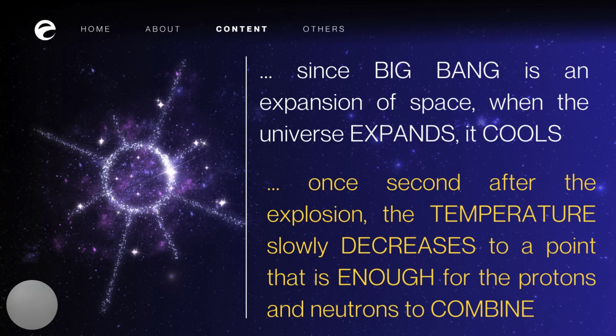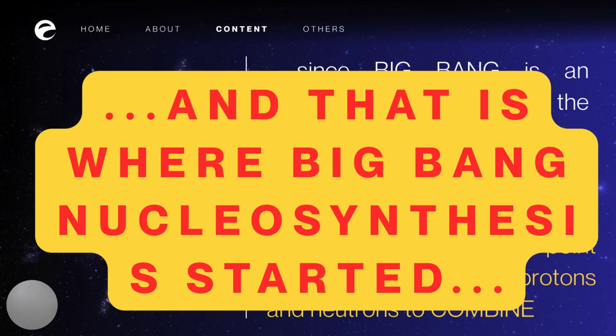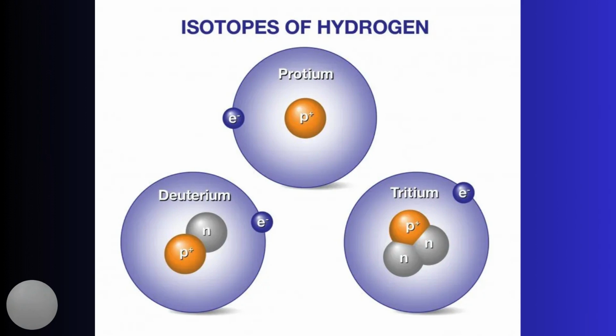So, one second after the explosion, the temperature slowly decreases. Gikan sa grabe kainit nga na-destroy ang protons o neutrons, nagkalapad ang universe, nagkabugnaw siya hinay-hinay. Ni-decrease ang temperature to a point that is enough for the protons and neutrons to combine. Pag-decrease sa temperature, enough na siya para ang protons o neutrons maka-combine. And that is where Big Bang nucleosynthesis started. Okay, nagsugod na. Now, diri na ang serious part.